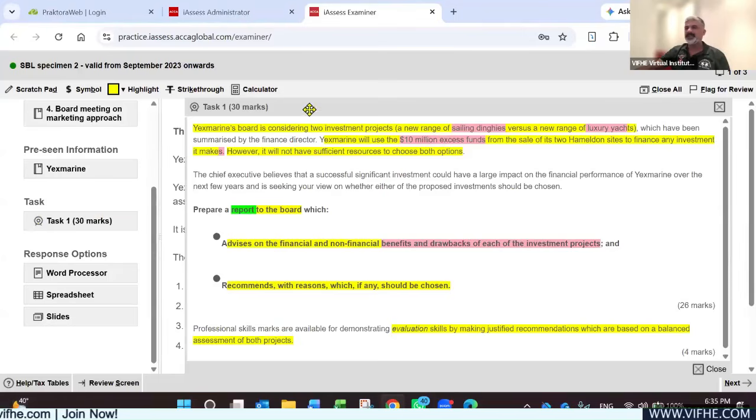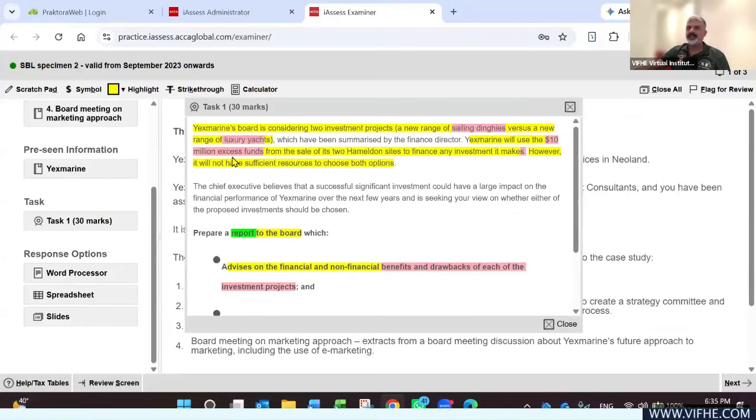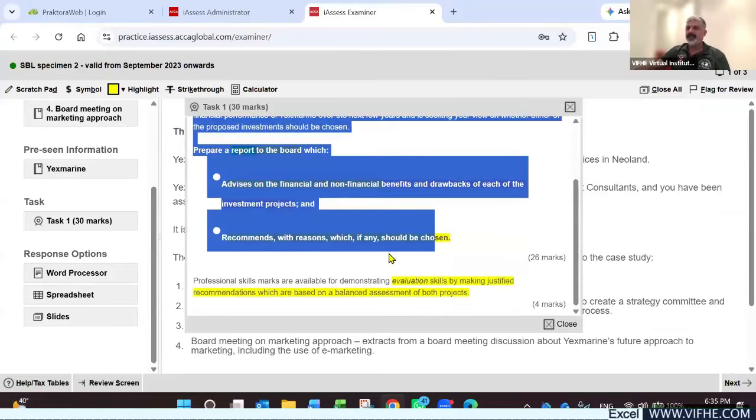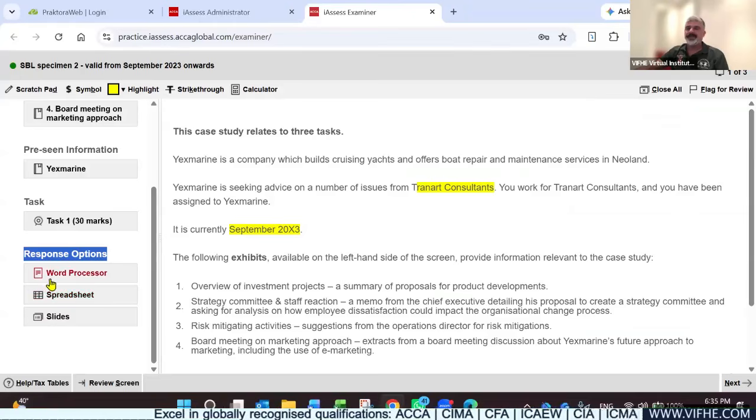So if you open the task, you will see the task here, right? All the task is here. Where is your answer sheet? Where will you draft your answer? So you see the response options. This is your response options. You will be provided with a word processor, with a spreadsheet, and with slides.